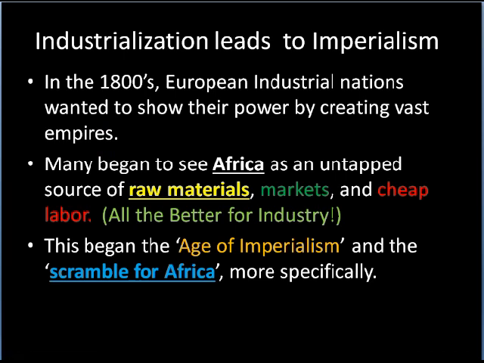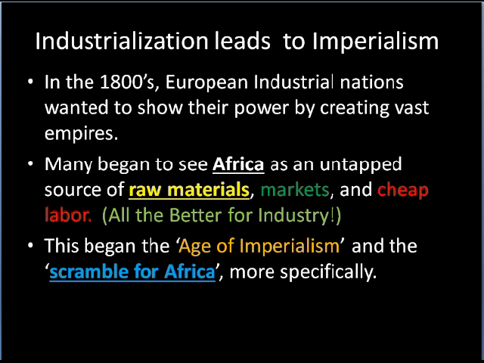Industrialization leads to imperialism. This is the first slide here. In the 1800s, European industrial nations wanted to show their power by creating vast empires. The reason that these nations want to do this is that they have just recently industrialized. They have a lot of new technology. They are opening markets, making more and more things because they have industrialized. And to continue to do this, they're going to really need a lot of raw materials.